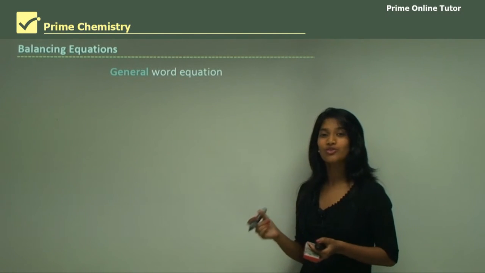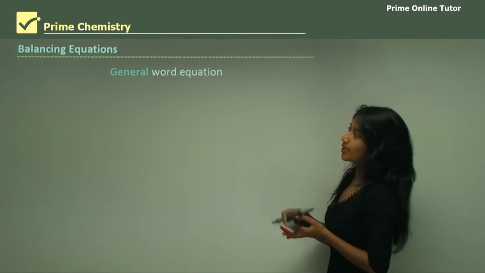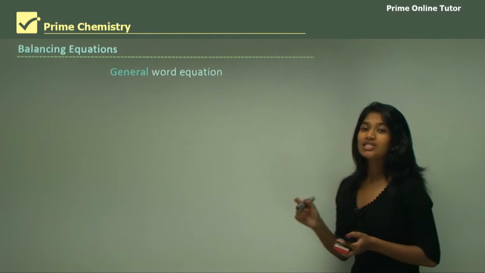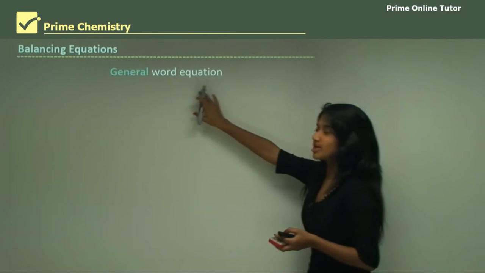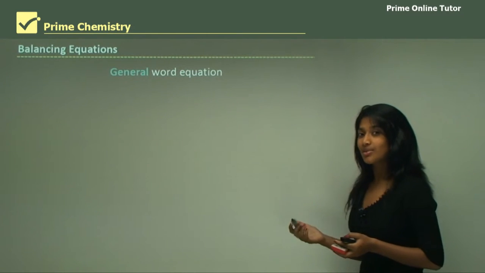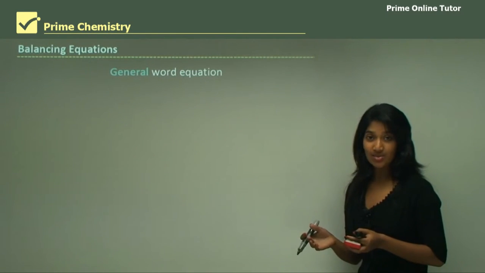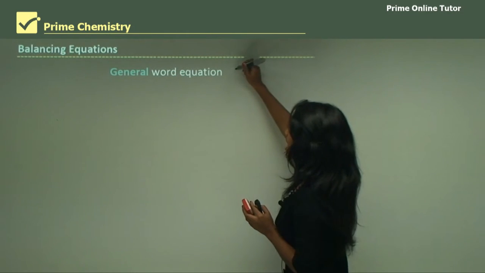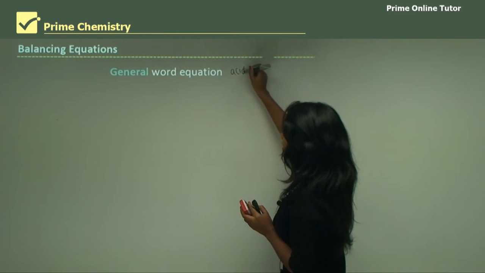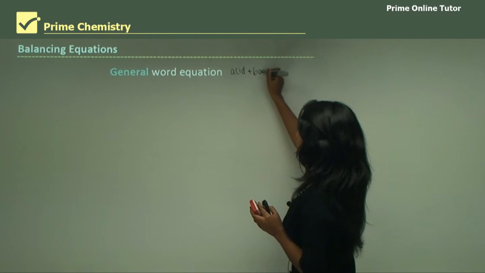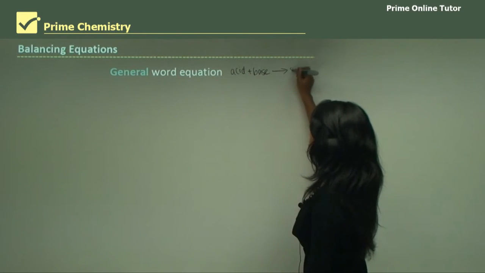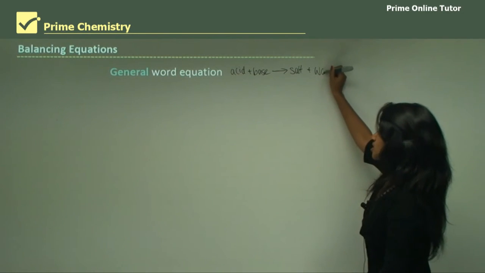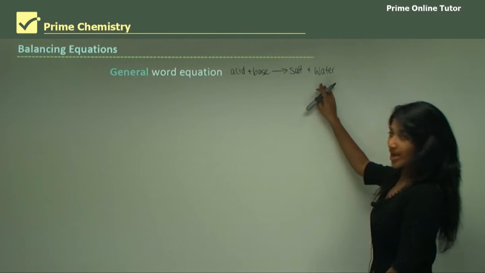So by year 12 you'll be very fluent with chemical equations. First of all, it is best to write your general word equation, and this is something like acid plus base would give you salt and water. So we'll start off with that. We'll write that acid plus base gives us salt plus water. So this is our general word equation.